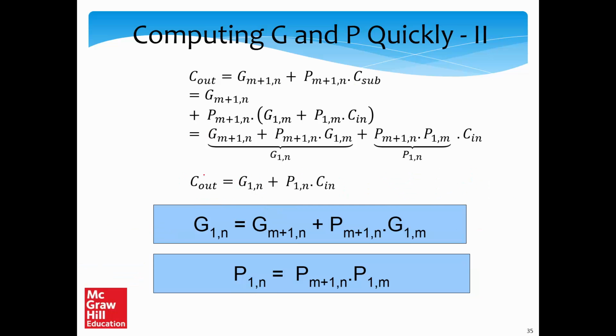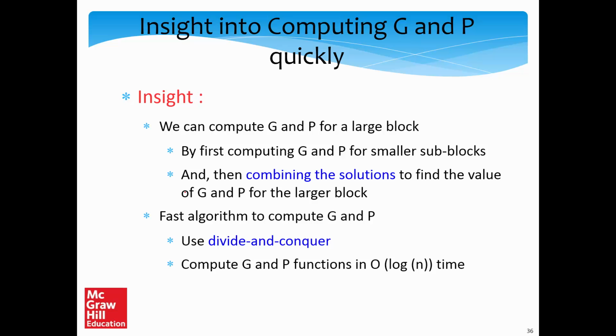We can then use this equation, given the carry in, to compute the carry out, right? So what's the idea? We take smaller subblocks, compute their GNP functions. We combine the solutions for the smaller subblocks to find the generate and propagate functions for a larger block, and so on and so forth.